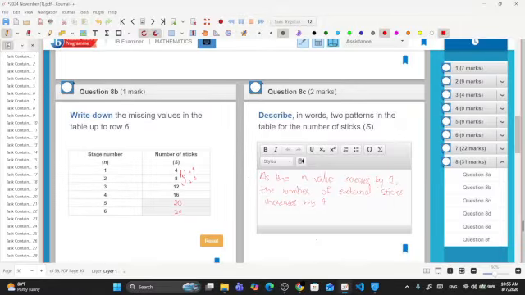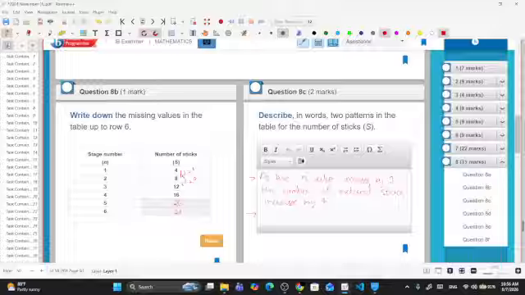Another pattern that we can talk about is all of the values are divisible by 4, or they're multiples of 4. We can also say that all of the numbers are even numbers. We can say that the number of sticks is equal to the product of 4 and the stage number, because 1 times 4 is 4, 2 times 4 is 8, so on and so forth.